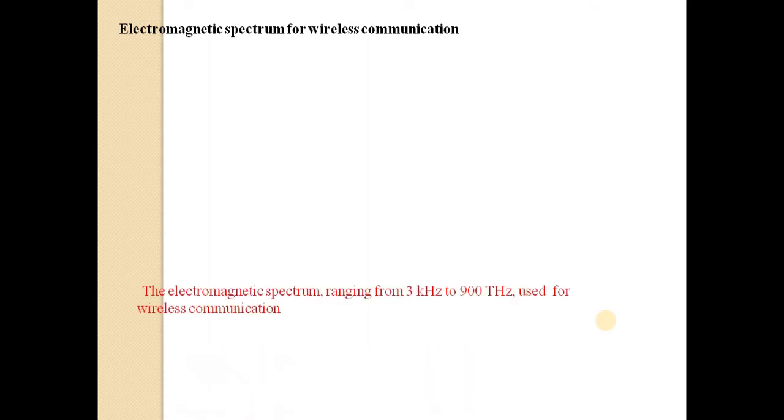Next point is the electromagnetic spectrum for wireless communication. Wireless communication ranges from 3 kHz to 900 terahertz. The electromagnetic spectrum ranging from 3 kHz to 900 terahertz is used for wireless communication.